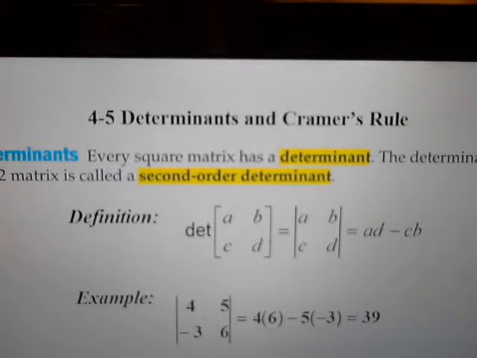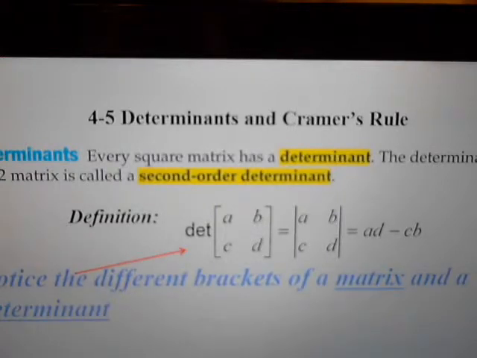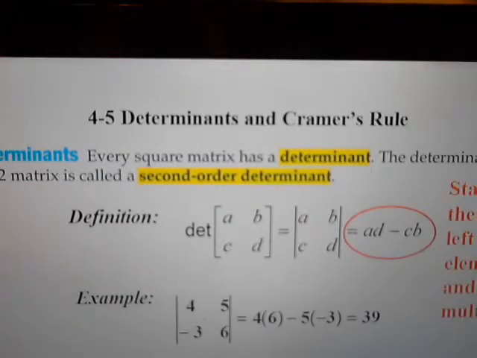Every square matrix has a determinant, and of course a 2 by 2 matrix is called a second order determinant. So to find a determinant of this 2 by 2, which has 4 elements in it, A, B, C, D, notice you've got different brackets for a matrix and a determinant. If you are finding a determinant, it says, do something, do this. It means for you to take A, do that cross multiplication, and multiply A times D, and then subtract C times B.